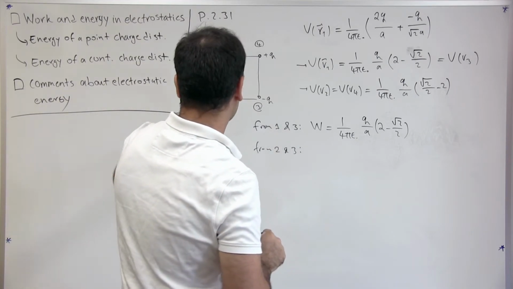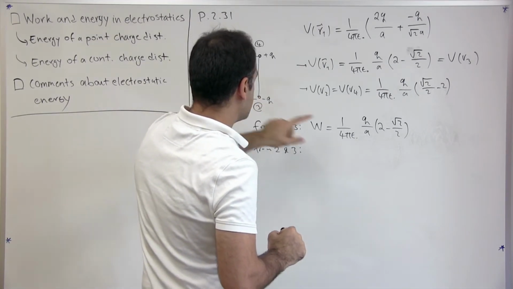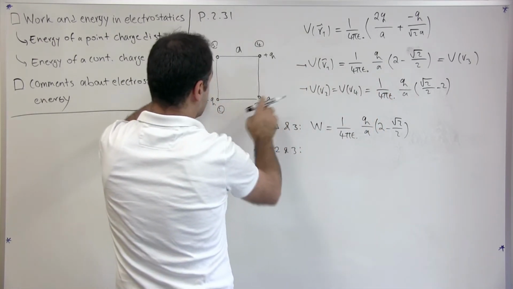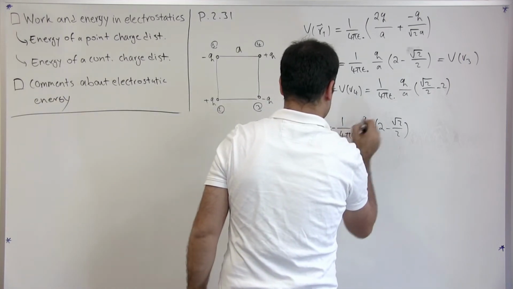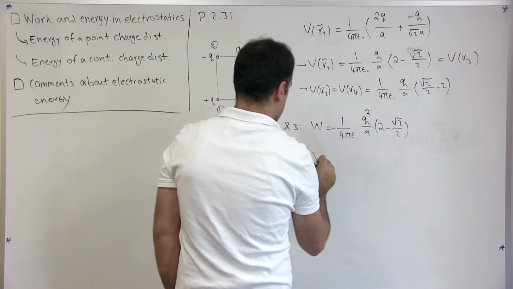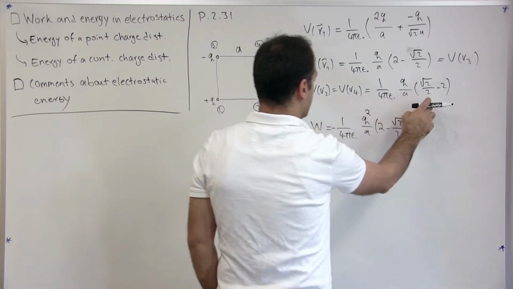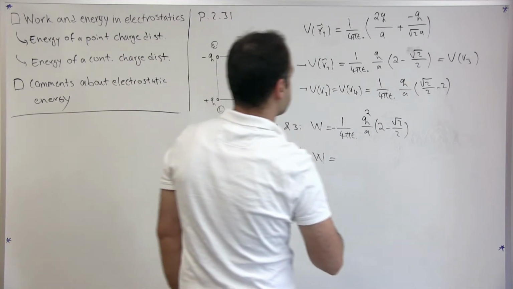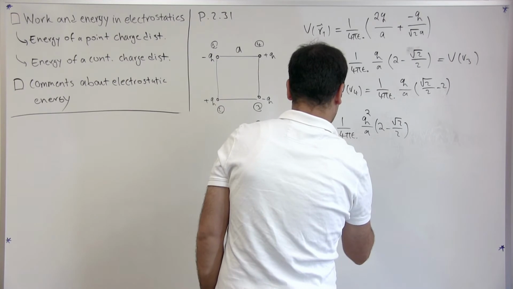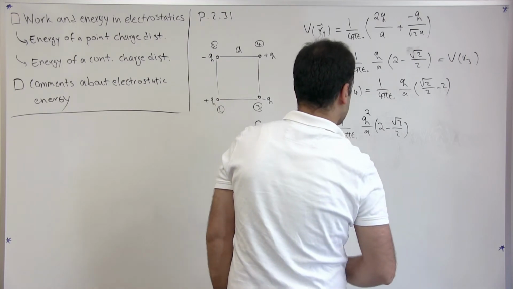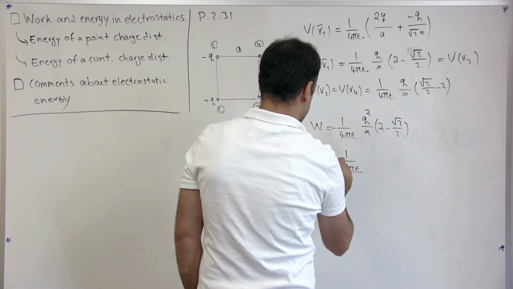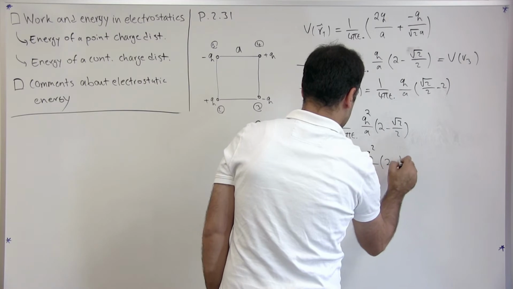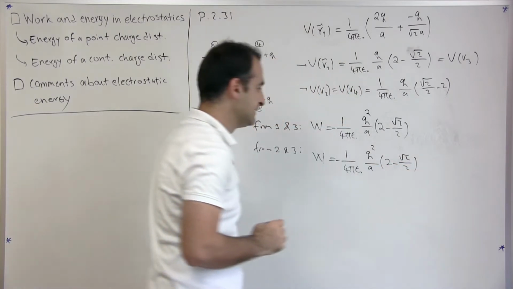Sorry, I missed something here. This is the potential, and the charges have electric charge of negative q, so I will have a negative sign here and q squared here. From 2 and 4, exactly the same potential, exactly the same charges. So I get 1 over 4 pi epsilon 0. Here these two are inverse, so I'm going to put a negative sign to include that, and then q squared over a times 2 minus the square root of 2, divided by 2.